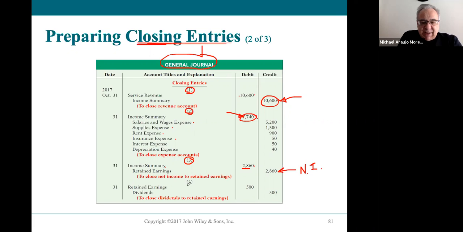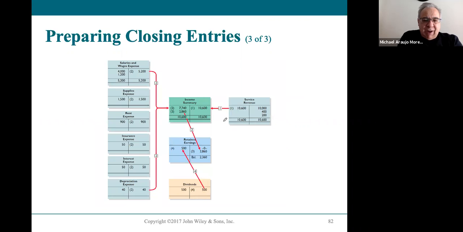And the very last step is closing the dividends account to retained earnings. So this debit to retained earnings lowers retained earnings, which is what dividends does. And this credit to the dividends account brings the balance to zero. So this is what it would look like in the journal. The next slide is a graphic approach, step by step, of what we're doing.